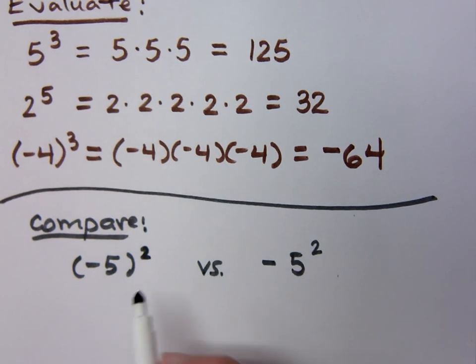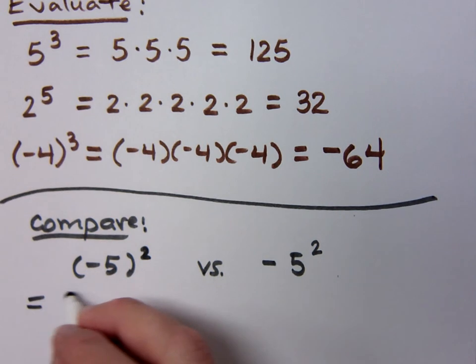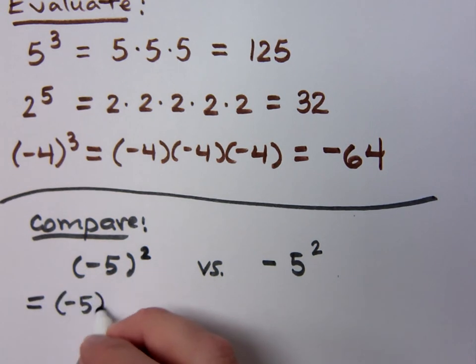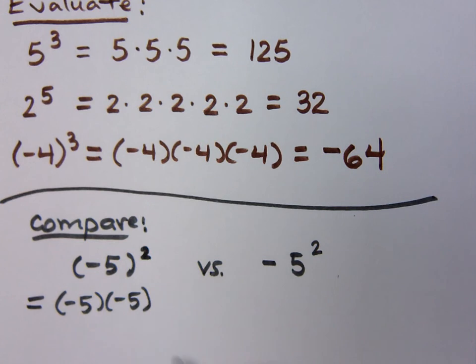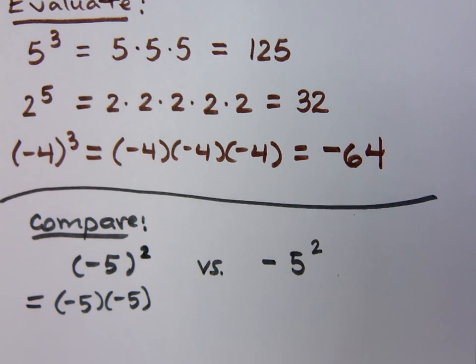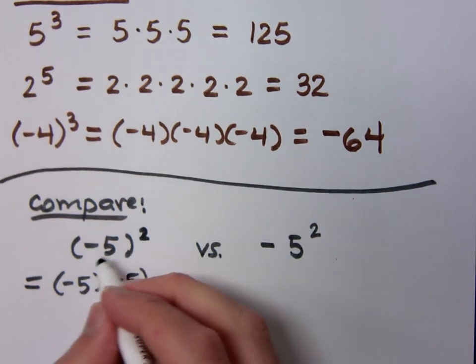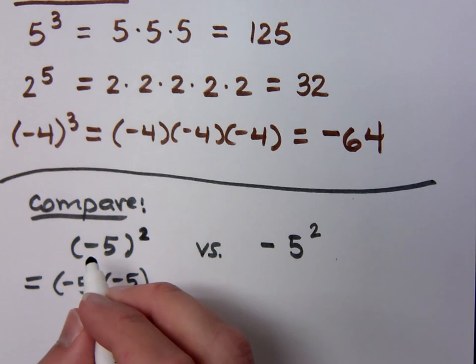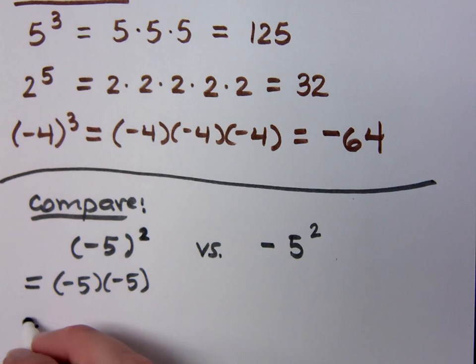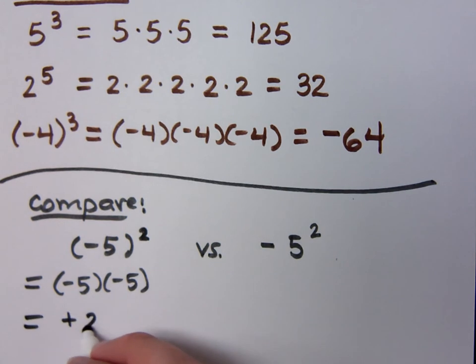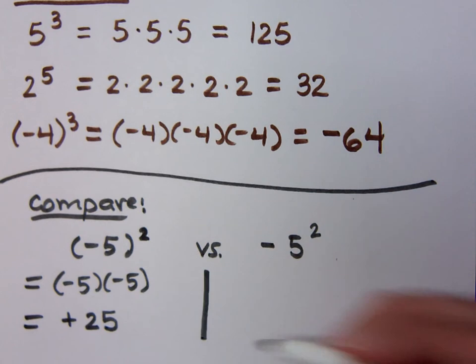Well, hold on here. This guy on the left, I think it's pretty clear that that's negative 5 times negative 5, right? Because the square is applied to the negative 5, so you have two factors of the base negative 5. So that ends up as being a positive 25. Do y'all agree? What about negative 5 squared? Does it mean the same?